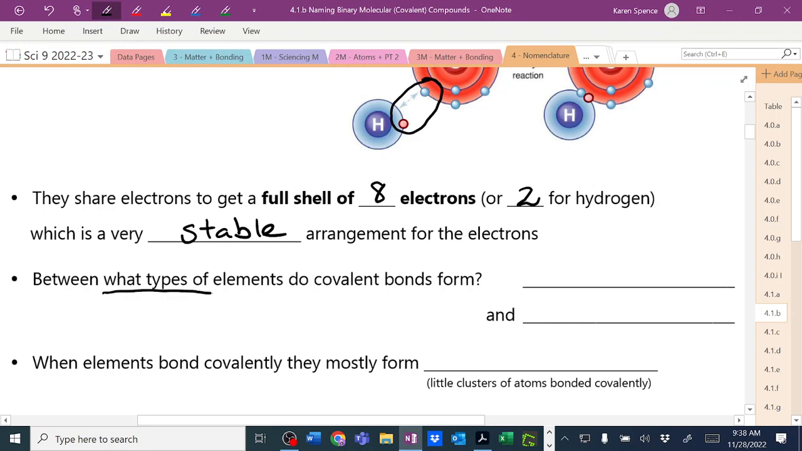Between what types of elements do covalent bonds form? Nonmetals. And what else? Nonmetals. And I'm going to put a little note here: also metalloids.